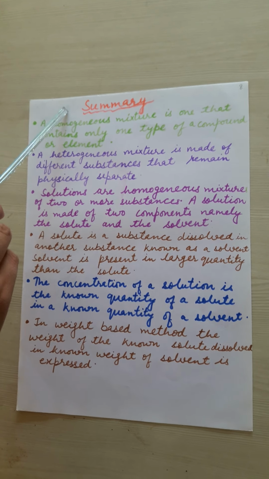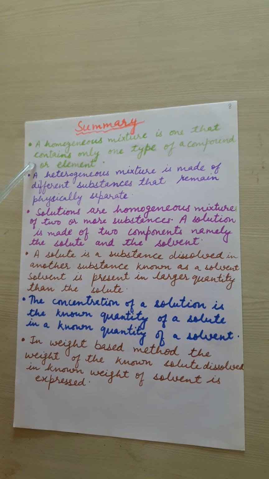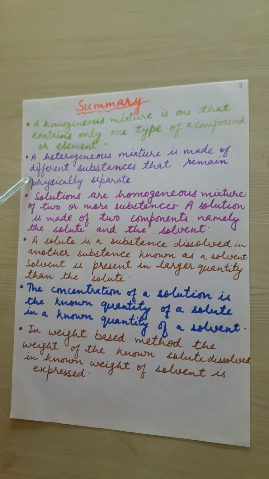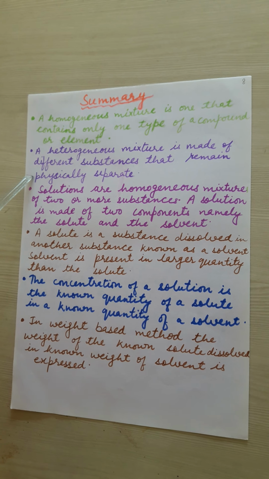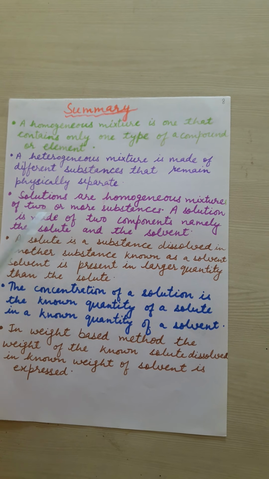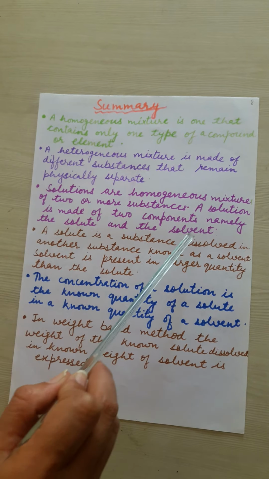Now I will summarize what we have discussed. A homogeneous mixture is one that contains only one type of compound or element. A heterogeneous mixture is made up of different substances that remain physically separate. Solutions are homogeneous mixtures of two or more substances. A solution is made up of two components, that is solute and solvent.